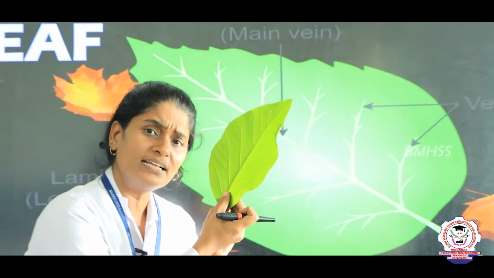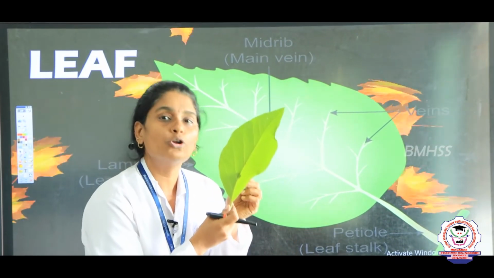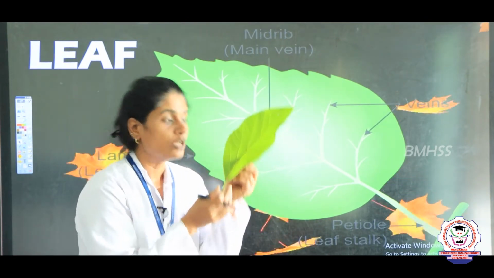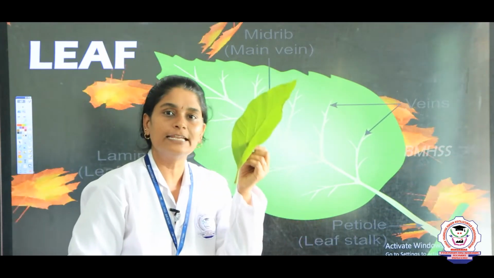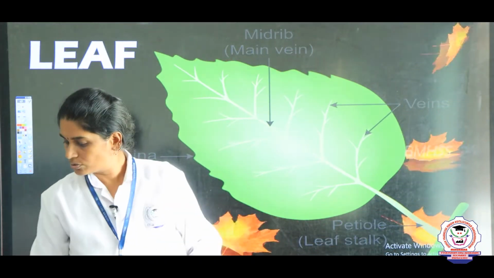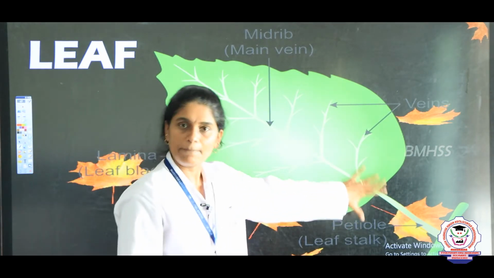Why is it green in color? In the first session you saw that it is because of the presence of chlorophyll pigment. Because of the presence of chlorophyll pigment, the leaf is green in color. You can see the leaf here also. Now let us see the parts of the leaf.